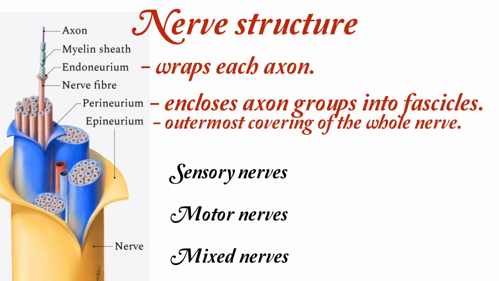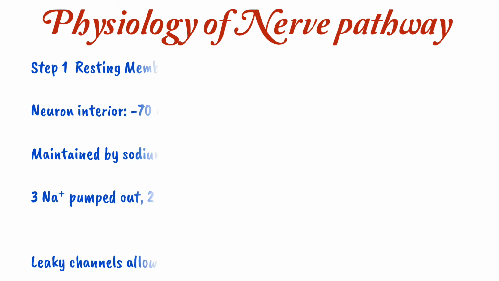Sensory nerves carry signals to the central nervous system, which is the CNS, while motor nerves carry signals from the CNS to the muscles or the glands. Then, mixed nerves contain both sensory and motor fibers, and most nerves in the body fall into this category. Now, let's talk about the physiology of the nerve pathway. The nerve pathway is essentially the journey of an electrical impulse called an action potential.